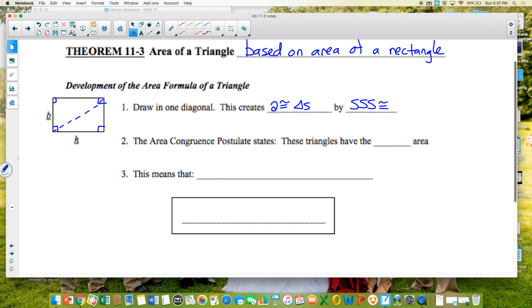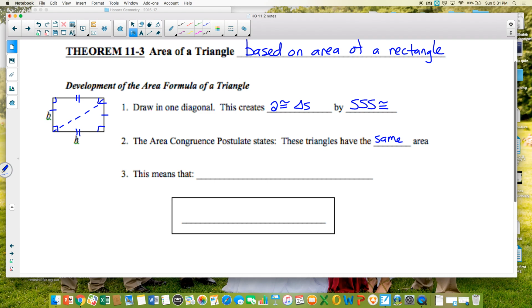Based off of side-side-side congruence. If we look at this, they share that dashed side, and then each triangle has a long side, which remember in rectangles, opposite sides are congruent, and they each have the short length. So by side-side-side congruence, or by hypotenuse leg theorem, we have two congruent triangles. The area congruence postulate states that these triangles have the same area. If two shapes are congruent, then they must have equal area, or congruent area.